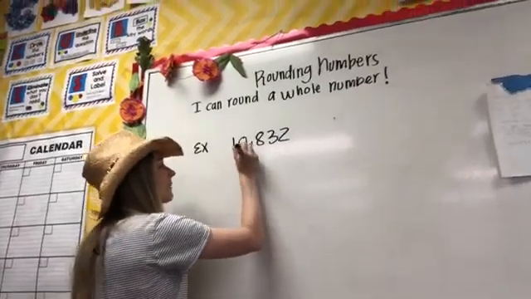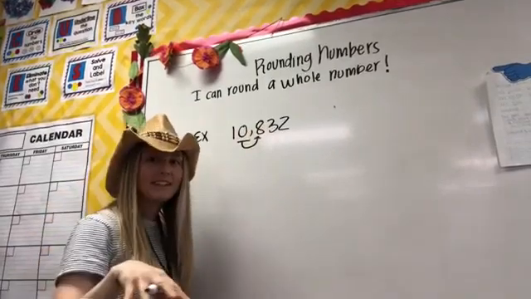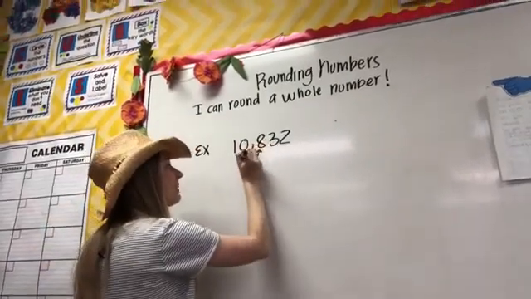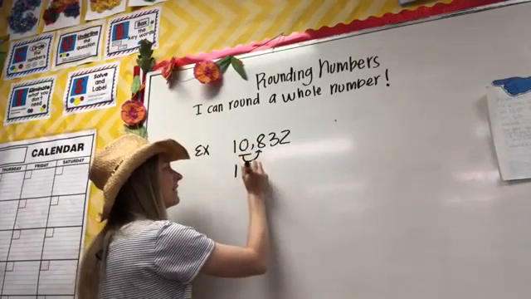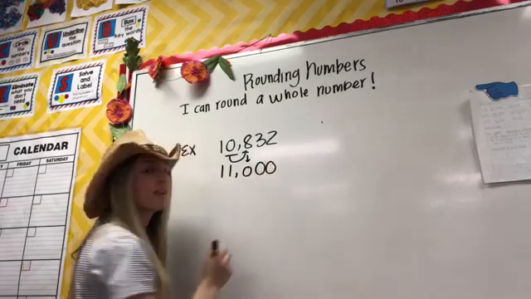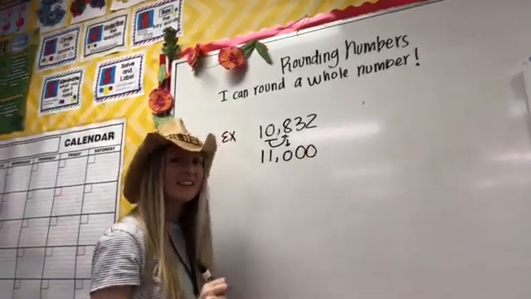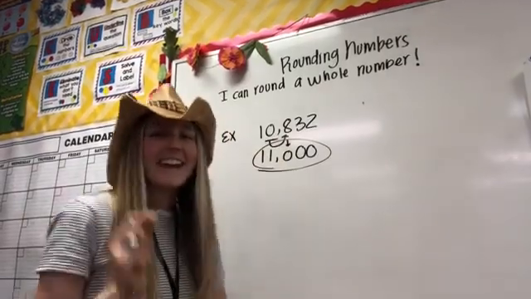Okay, so we look to the right of our number. It's an 8. Does the 8 tell us to go up or stay the same? The 8 tells us to go up. So the 0 changes to a 1. The 1 to the left of it stays the same. Everything else changes to a 0. So if we rounded it, it would be 11,000. Y'all, rounding is a good time.